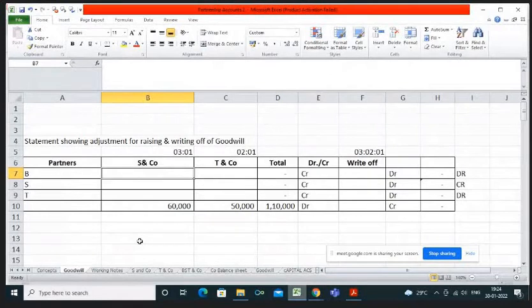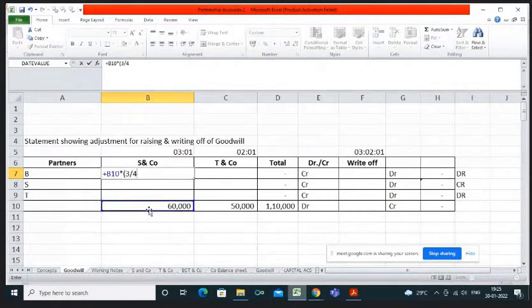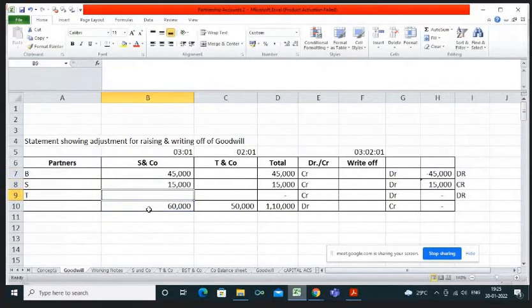In the case of B, S and Co, there are two partners, B and S. What is their profit sharing ratio? 3:1. So what I will do is 60,000 into 3 divided by 4. So B will get a credit of 45,000. In the case of S, he will get 60,000 into 1 divided by 4. He will get an amount of 15,000 as goodwill.